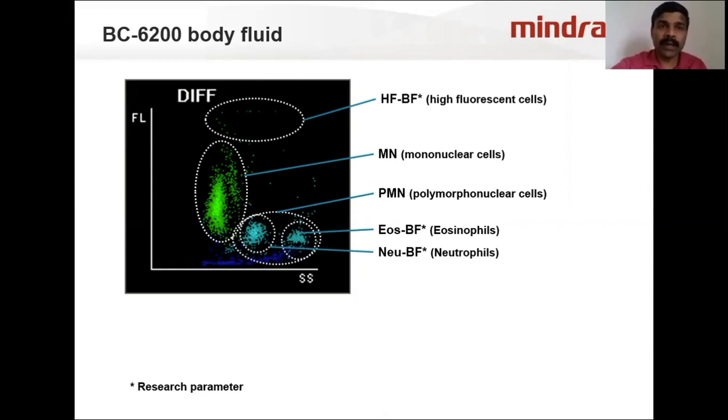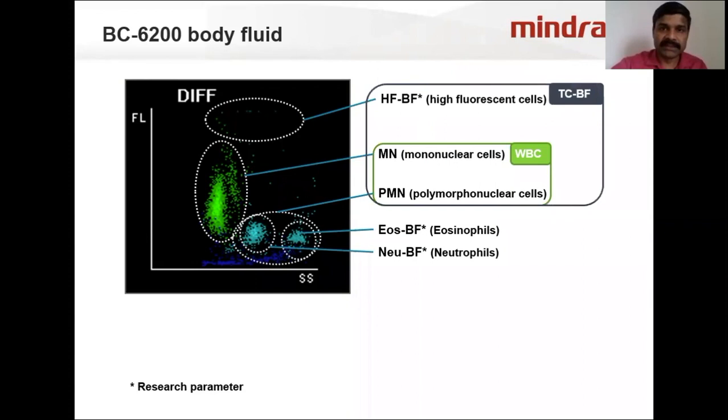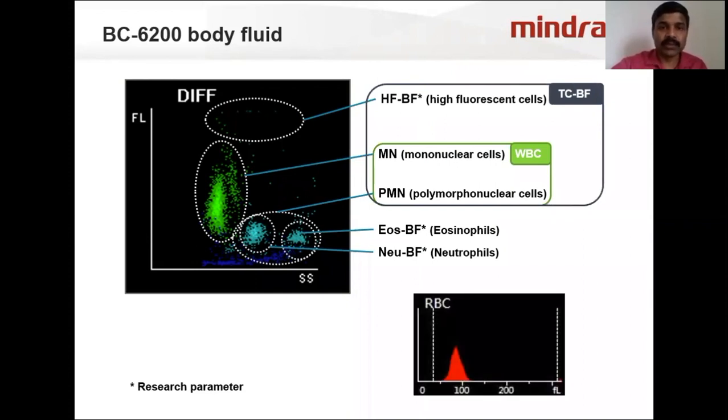So it is very important to find out whether any abnormal cell is present in the CSF or any other body fluid. It is important to identify that particular cell also. So this BC6200 instrument will be giving you the normal WBC as well as the abnormal cells. That means you are getting the total information with respect to the body fluid. So these are the high fluorescent body fluid cells. You also get the information regarding the RBC.